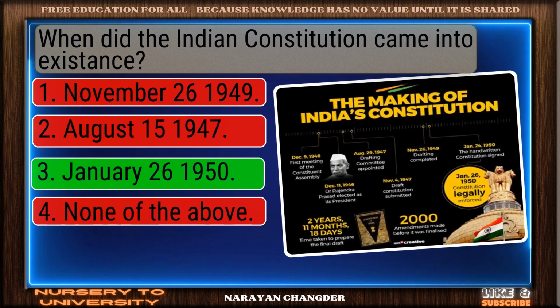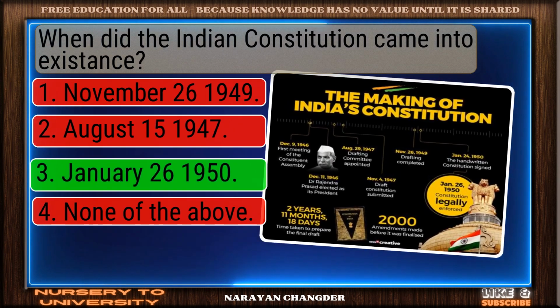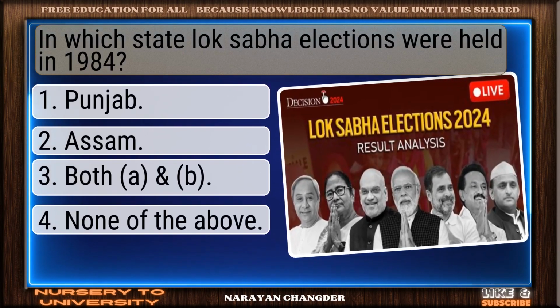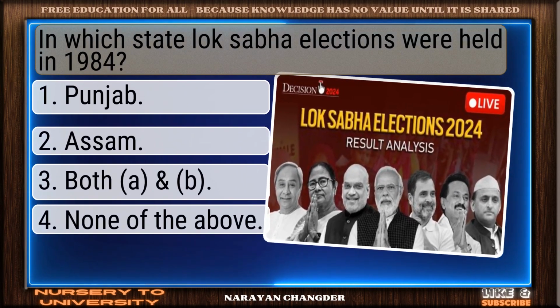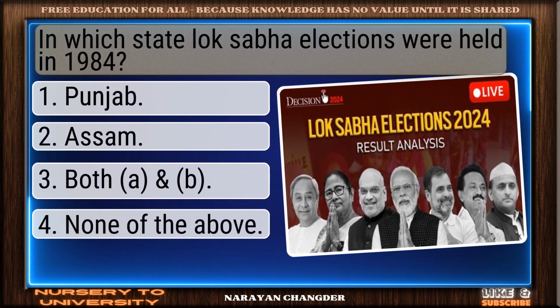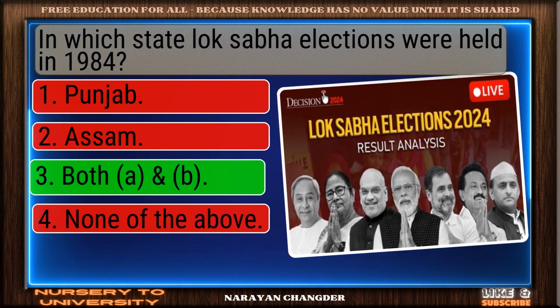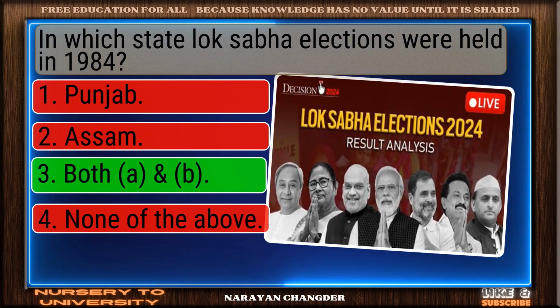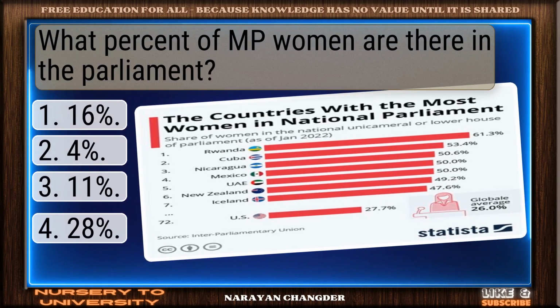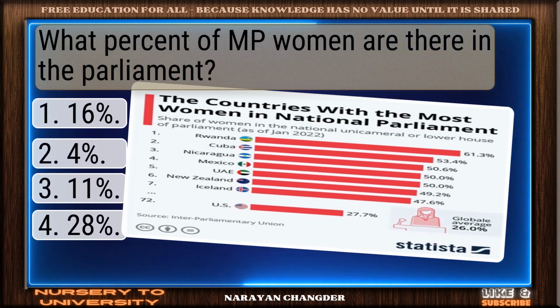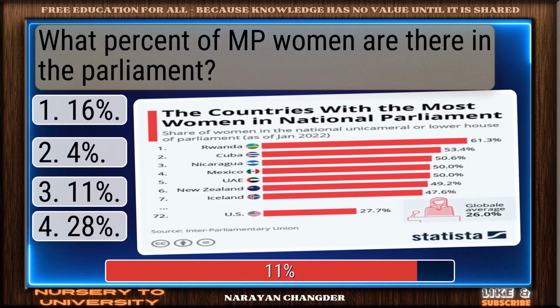Strong choice. January 26, 1950 is the right answer. Question number 115. In which state Lok Sabha elections were held in 1984? Well reasoned. Both then is the correct choice. Question number 116. What percent of MP women are there in the parliament?